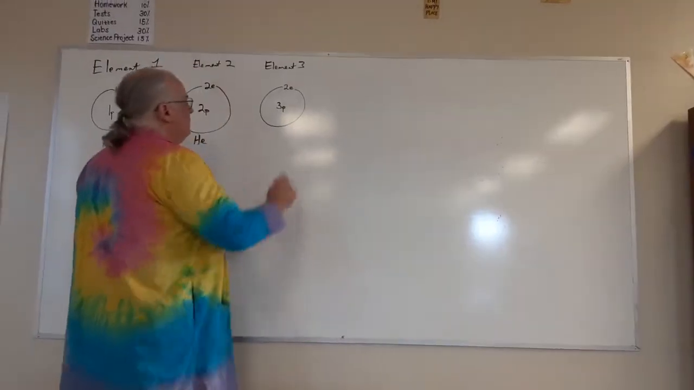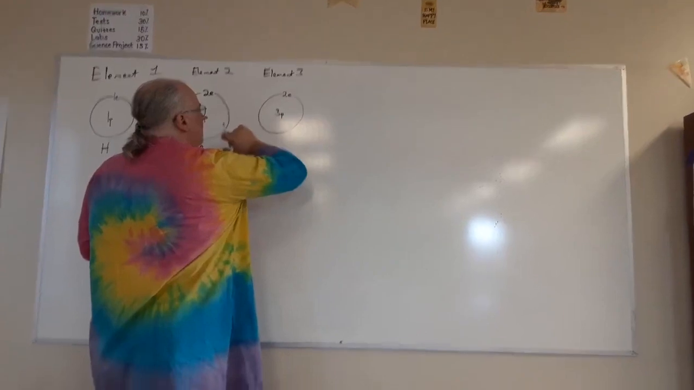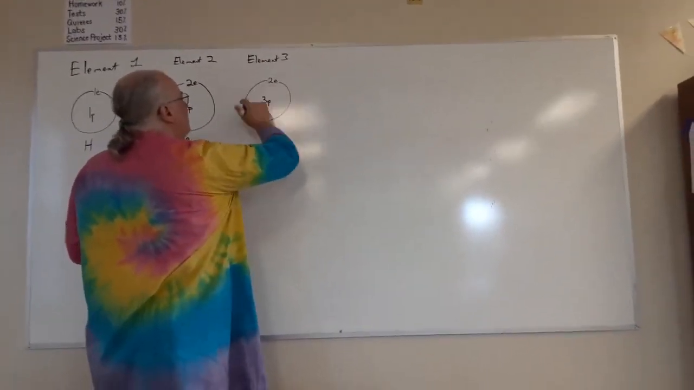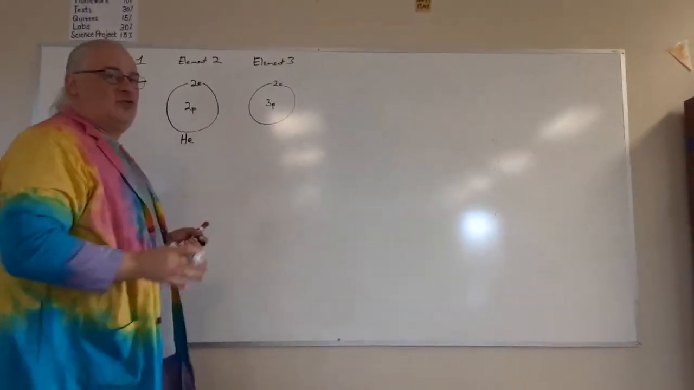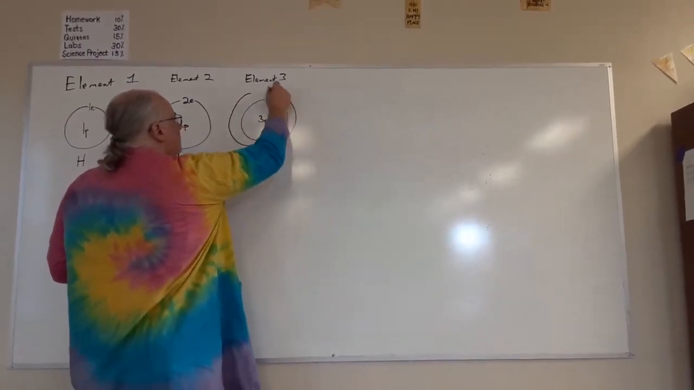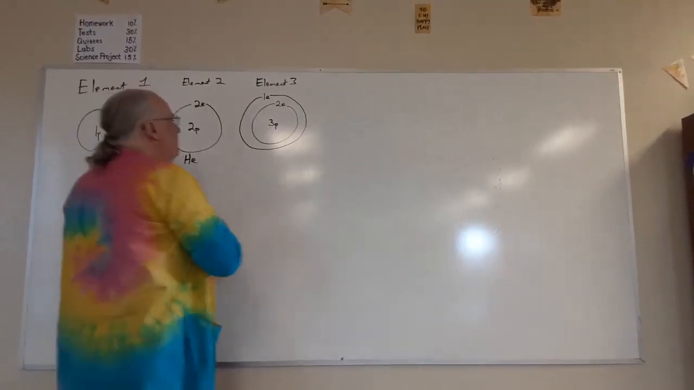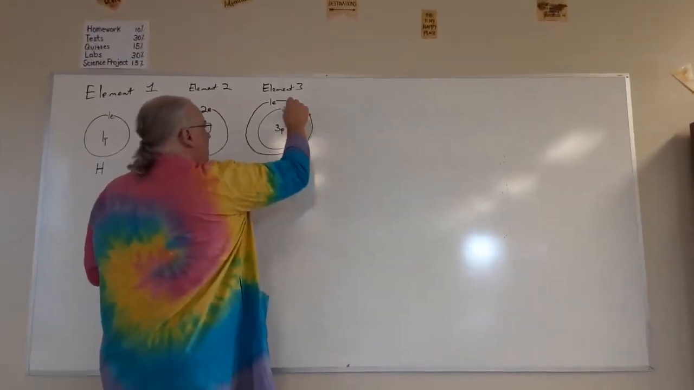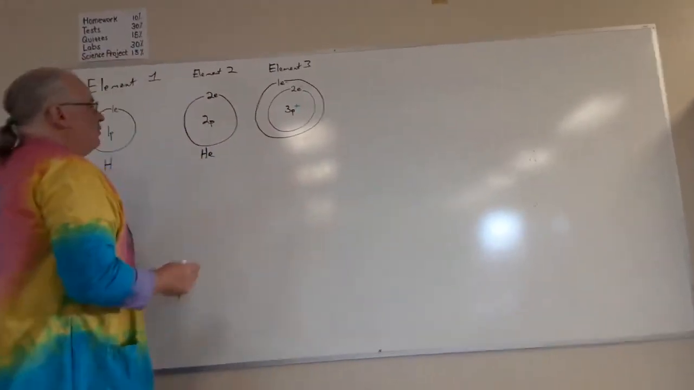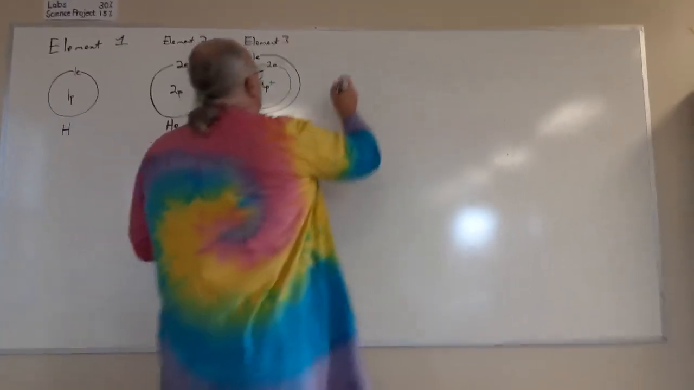So element 3 then, this first shell, or this first level, or this first orbit can only hold 2 electrons. But lithium needs to have 3 total, so that the positive protons and the negative electrons can balance each other. So here we have element 3, lithium.